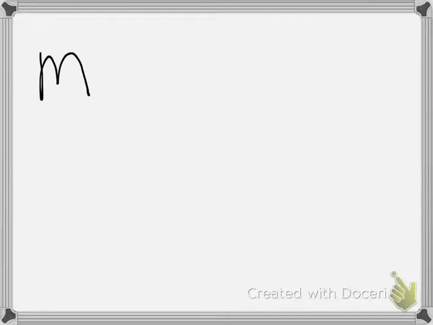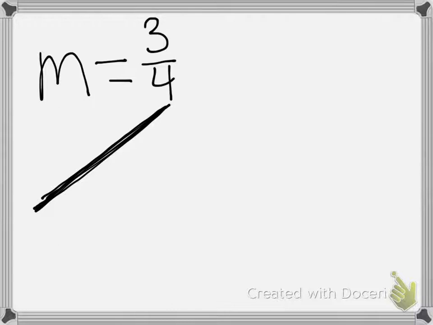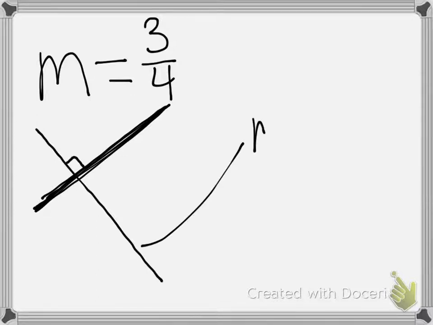If the slope of, say, this line right here is 3/4, because it's a positive, it goes up 3 over 4. And then you have a line that is perpendicular to it, then the slope of this line would be negative 4 over 3. And it's negative because it's opposite. Remember, the opposite of a positive is a negative. And then you also flip it.